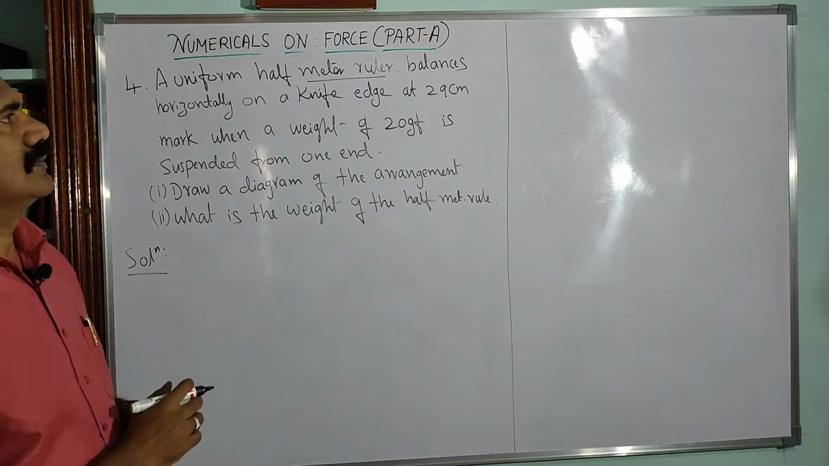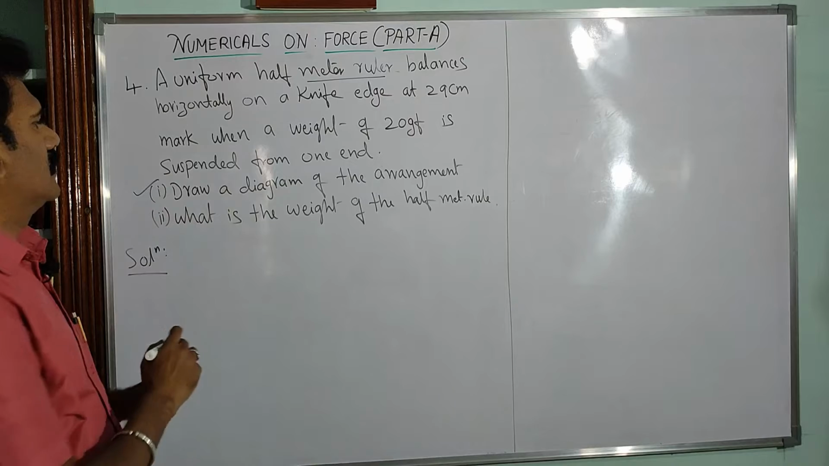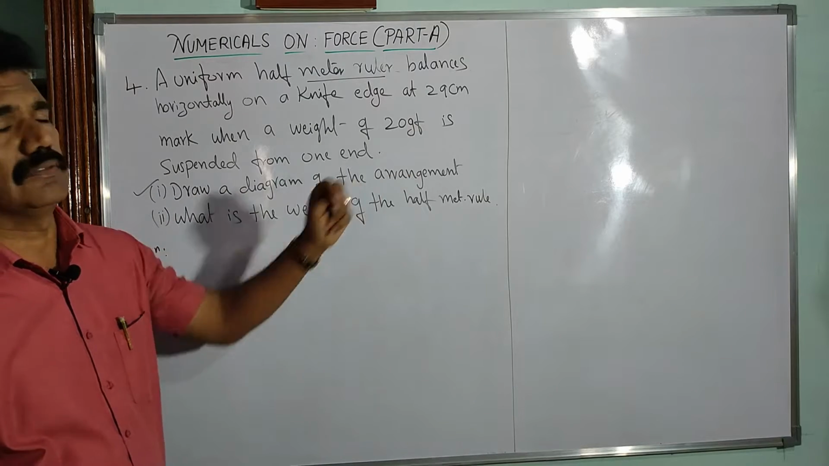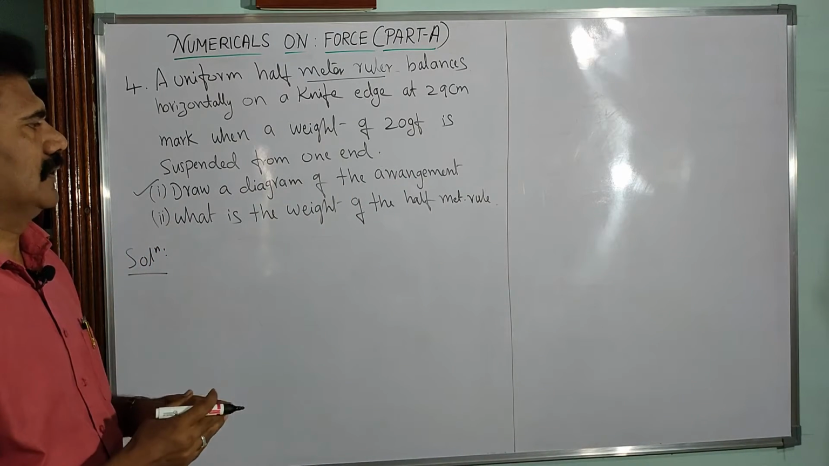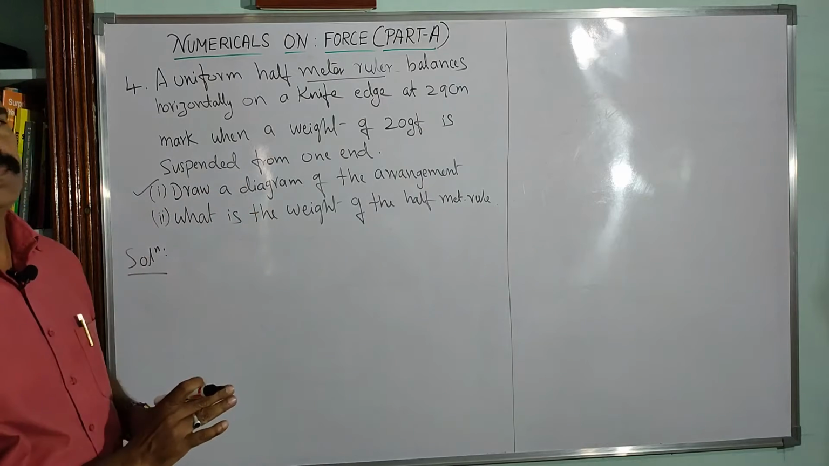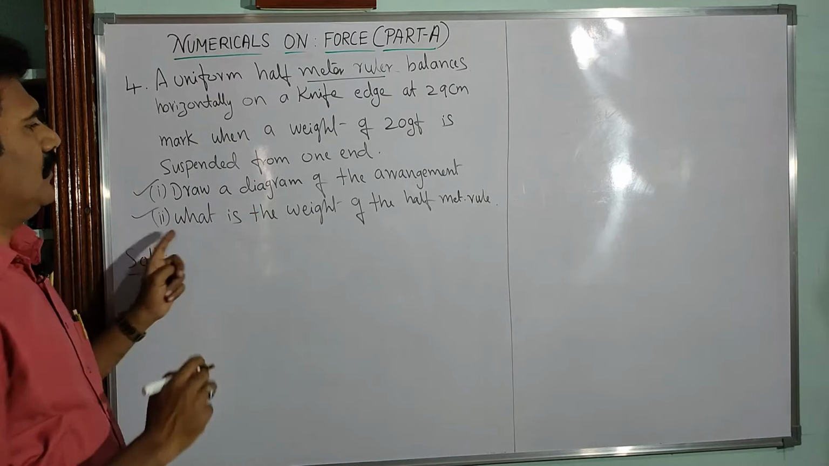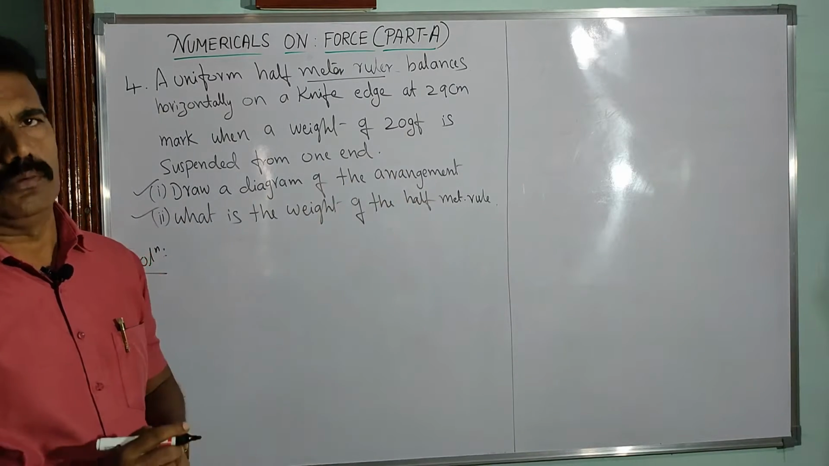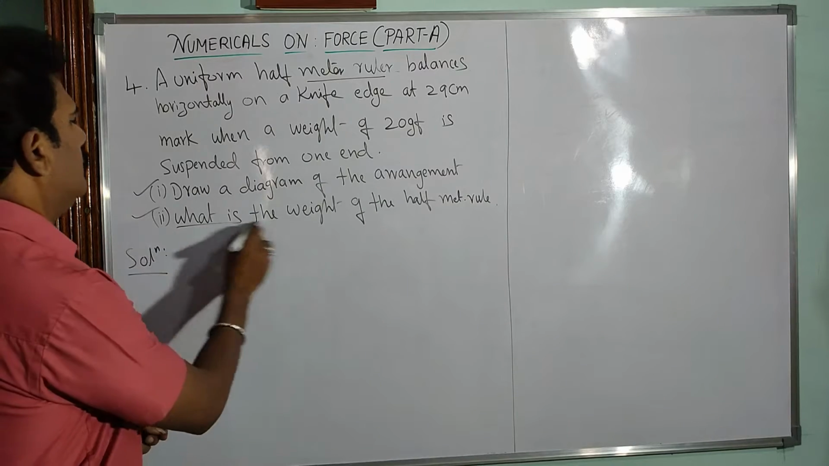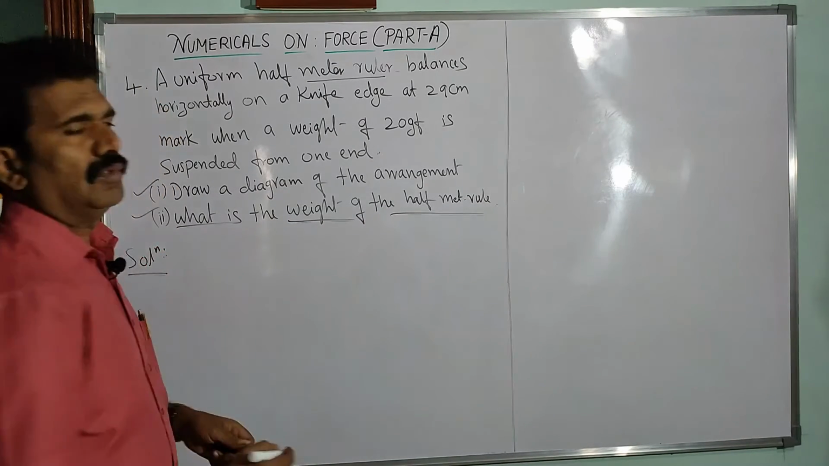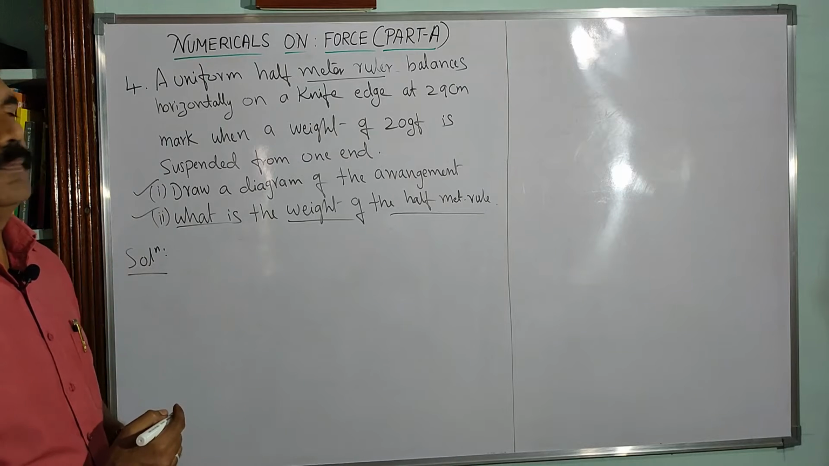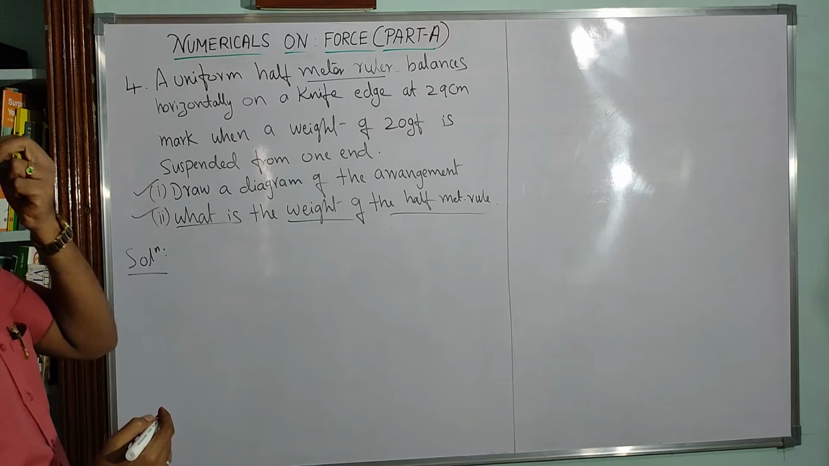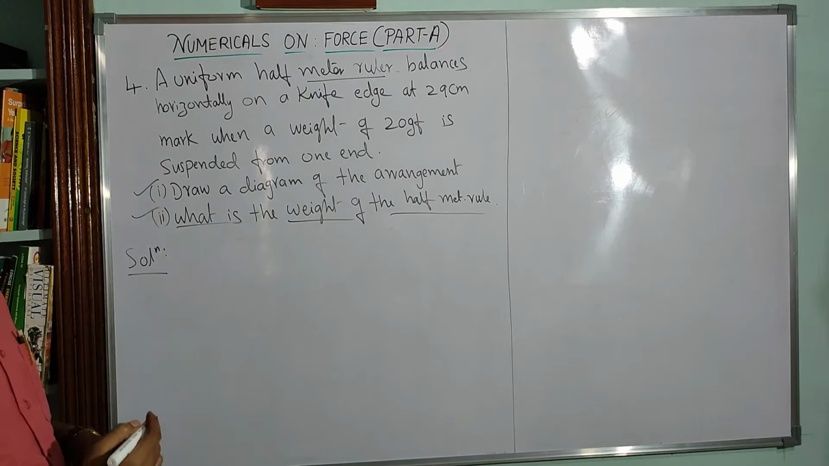So what you have to do in this problem, you know? First you have to draw a diagram of the arrangement, so that you will understand it better. Next, what is the weight of the half meter rule? You have to calculate the weight of the half meter rule in the second part of the problem. Clear? Now you just go through once again.